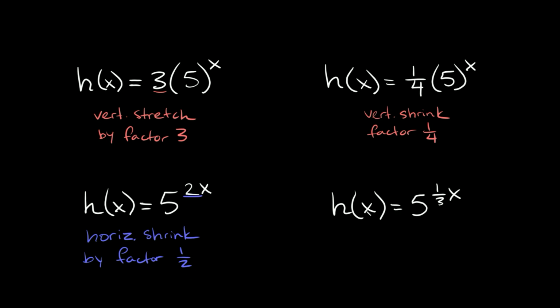Now here we have h of x is equal to 5 raised to the 1/3 times x. Again, we're multiplying a number by our x in our exponent. So this would indicate a horizontal. And in this case, since it's smaller than 1, it would be a stretch. Okay, and again, this would be by a factor of 3/1, which is just 3. Okay, so those are all the transformations.